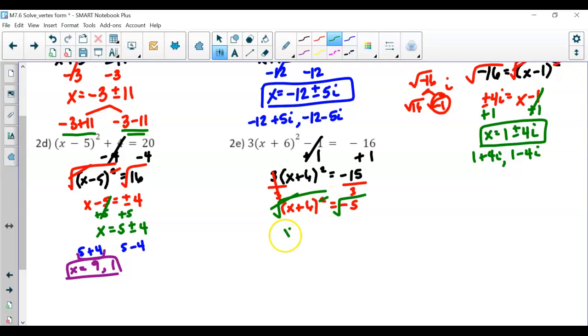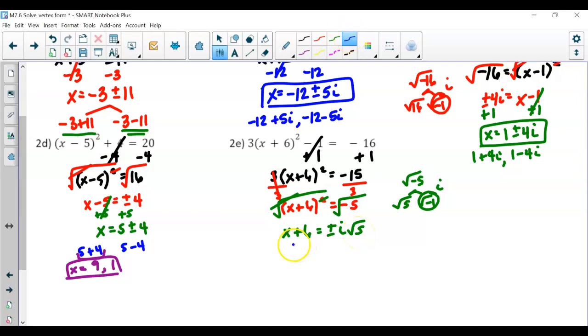And here we've got x plus 6 is equal to, now, this is the square root of negative 5, which is the same as the square root of 5 times the square root of negative 1. And the square root of negative 1 is i, so we do have a complex solution. However, can we simplify the square root of 5? No. So we're going to leave it plus or minus i radical 5.